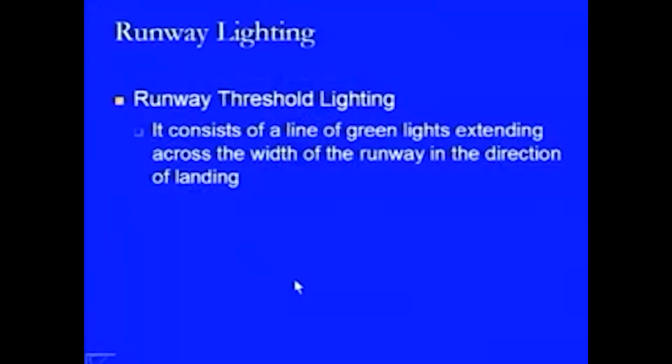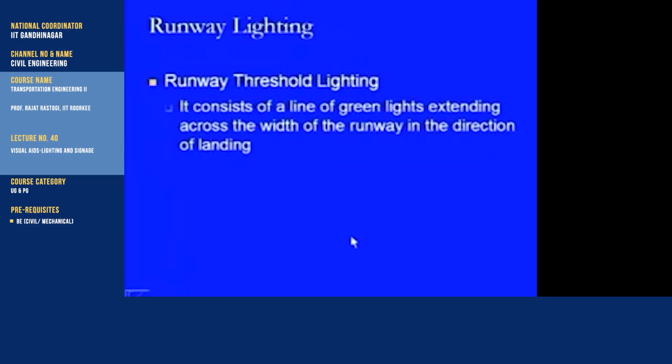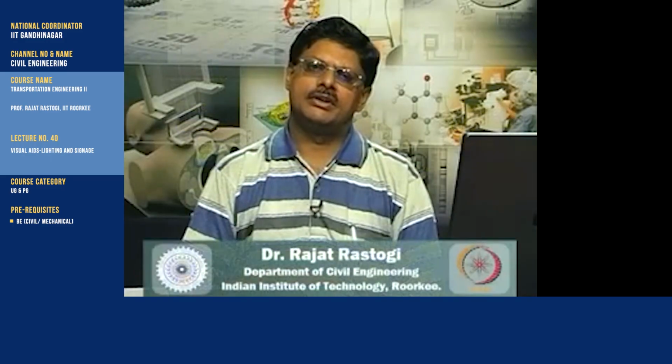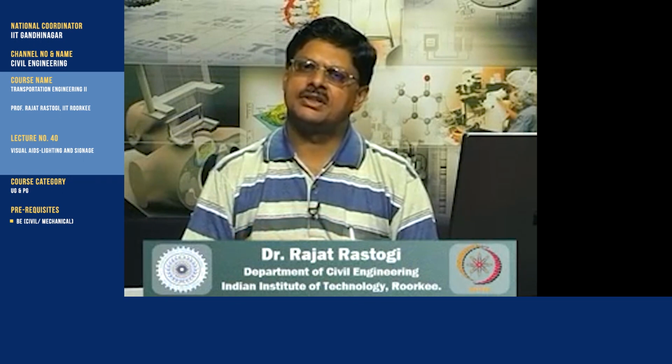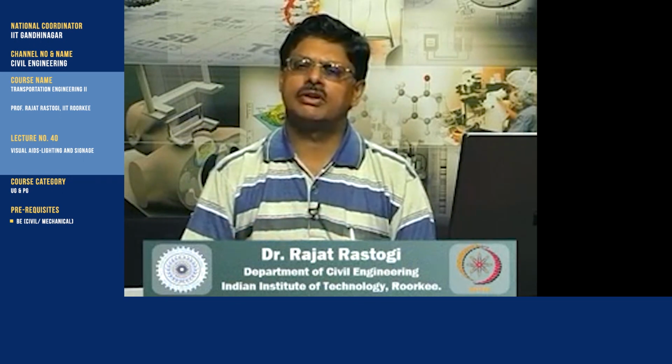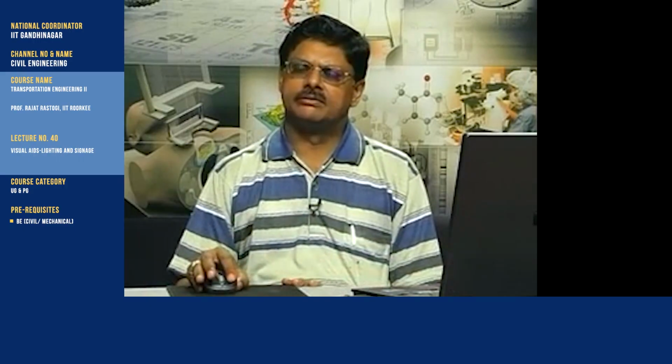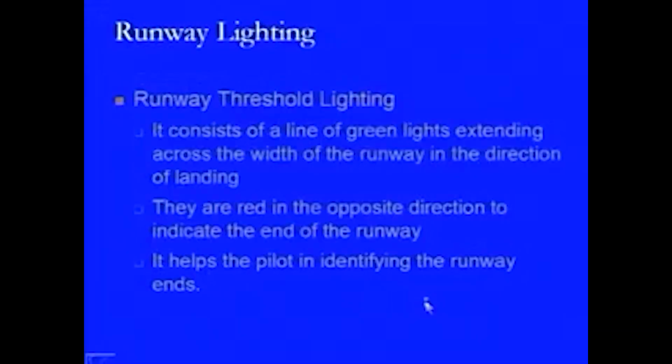Then in the case of runway threshold lighting, it consists of a line of green lights which extends across the width of the runway in the direction of landing, and they are red in the opposite direction to indicate the end of the runway. So, that is the way the lights are provided. When you are looking from the landing direction, it is green, but if you are looking from the takeoff direction, then it is red in color. It helps the pilot in identifying the runway ends.